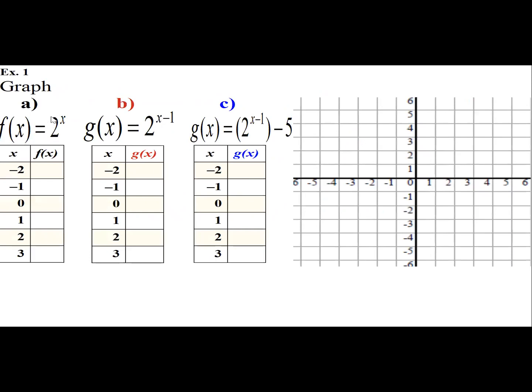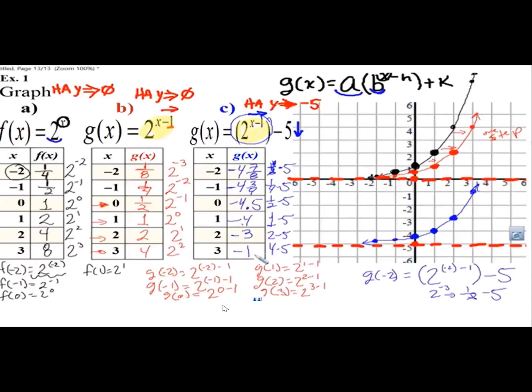From there, we went straight to graphing, and I gave you a parent function of f of x equals base 2 to the x exponent with 2 more transformations. And it looked like this. We agreed that the parent function was the one in black right here, and then the red one moved 1 step to the right, and the blue one moved 1 step to the right and 5 down.